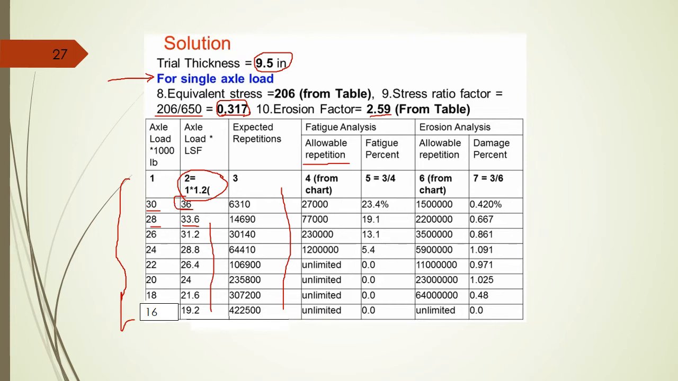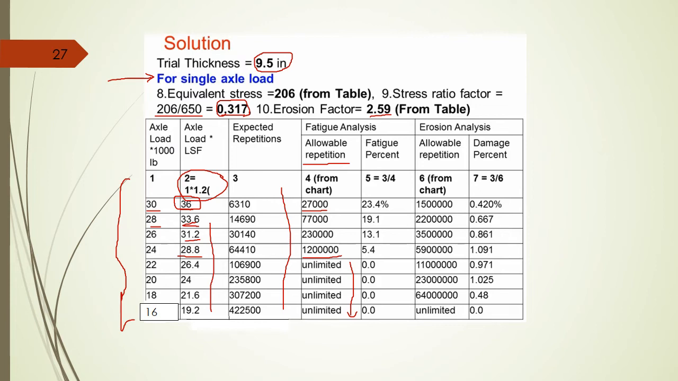For the first axle, which weighs 36 kilopounds, the allowable number of repetitions is 27,000. 33.6 is 77,000. 31.2 is 230,000. 28.8 is 1.2 million, and the other axle loads are unlimited. Unlimited means that regardless of the number of repetitions of this axle load, it will not cause fatigue failure in the concrete slab.